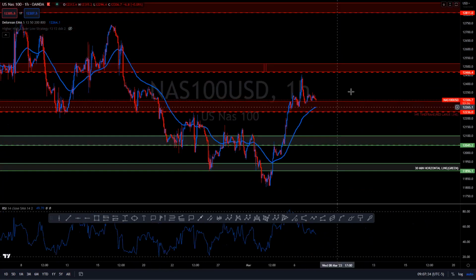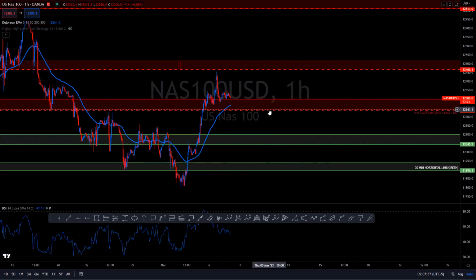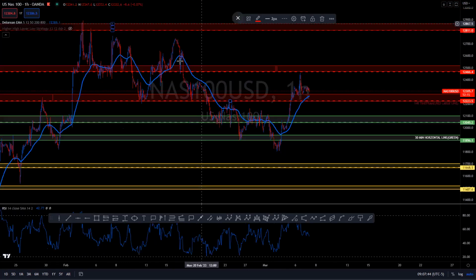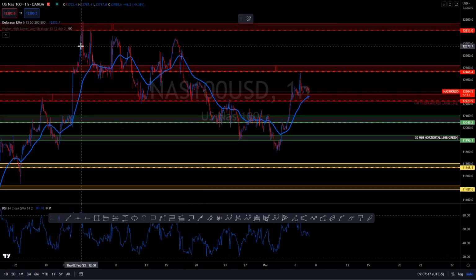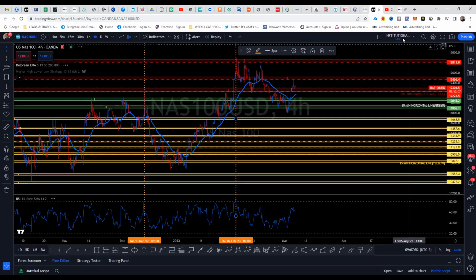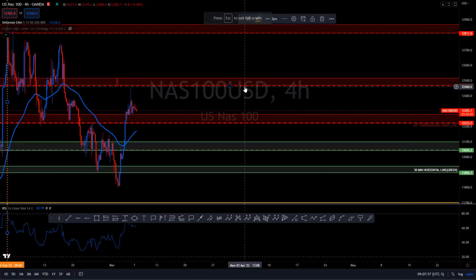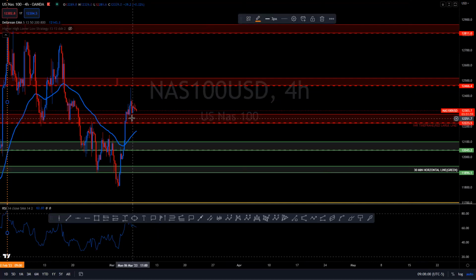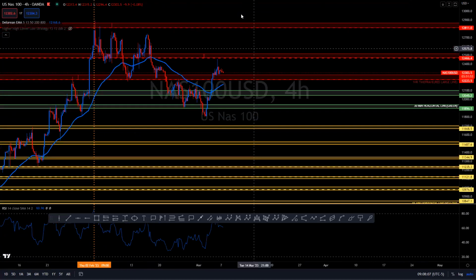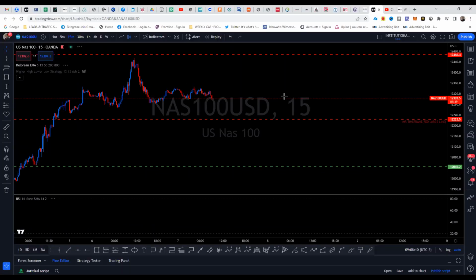So now, this is where we're at on the 1 hour. Put my vertical line here. Go to the 4 hour. You can see that price is kind of resting up, possibly on the zone here. So price probably might come up and respect the zone and probably push out. That's what I'm thinking. But we'll go to the 15-minute.